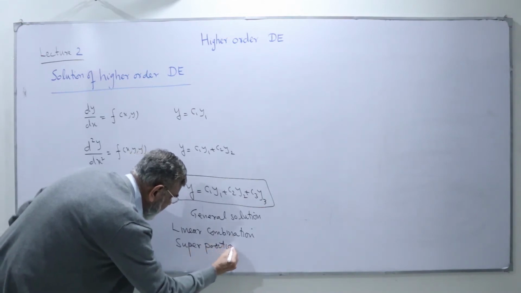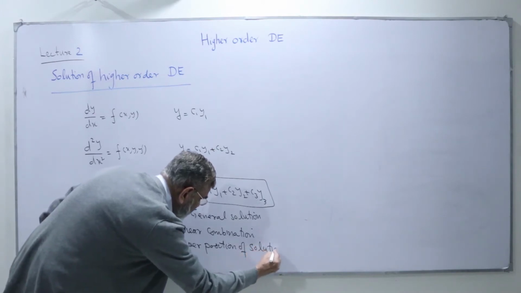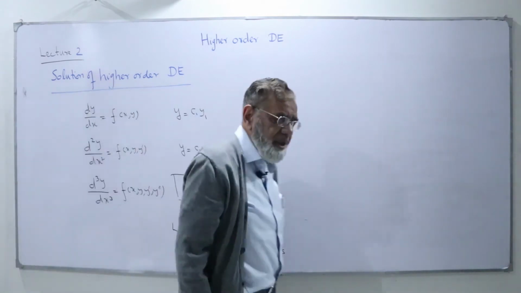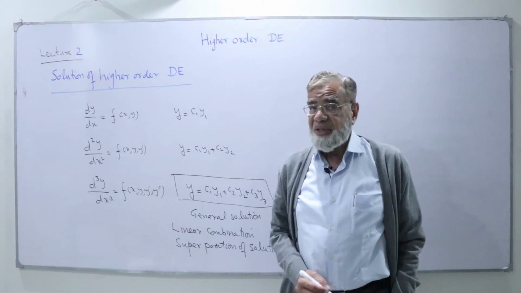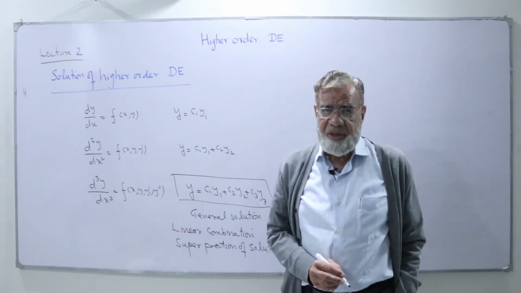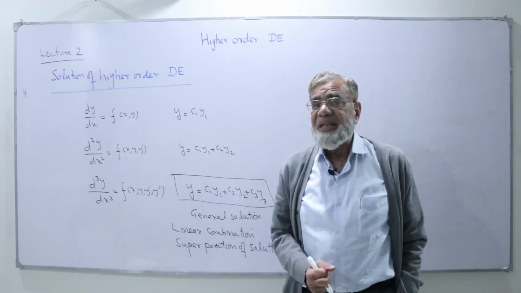Superposition of solutions, because y1 is a solution, y2 is a solution, y3 is a solution, and we combine these three solutions. The question is, are we able to combine the solutions all the time? The answer is no. There is one condition on these solutions y1, y2, y3, which are functions. They must be linearly independent.